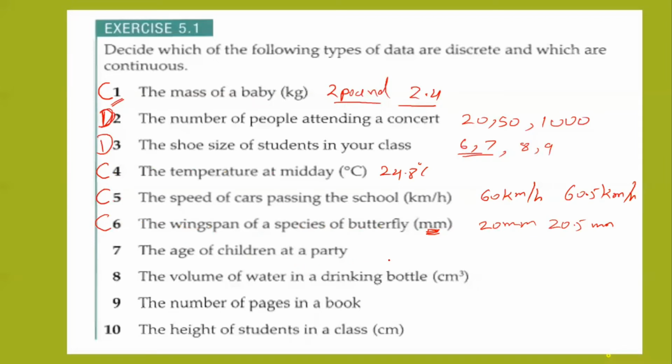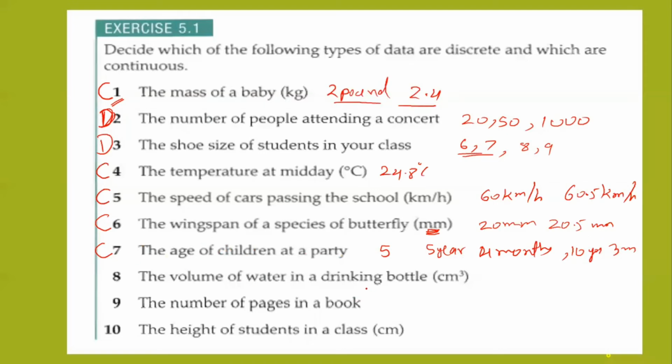The age of children at a party is also continuous data. Now, why continuous? There will be some children who will be of age 5. Some will be 5 years and 4 months. Okay, so there will be differences. 5 years, 4 months is again not a whole number. Some of them will be 10 years and 3 months, right? So that is why this is measurable. So it is continuous data.